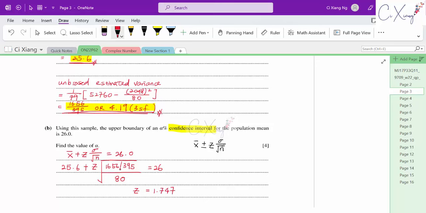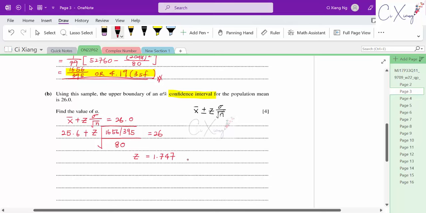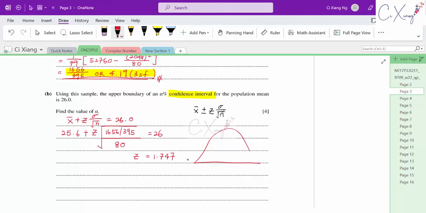Okay, so what is the use for this z equals 1.747? If you want, we can try to sketch the diagram for a normal distribution, and also link it with the confidence interval. Let's say this is a normal distribution curve, and assume that we have a symmetric curve.